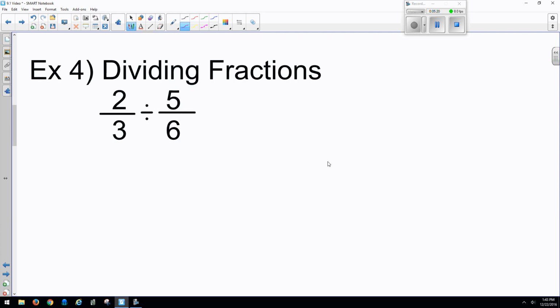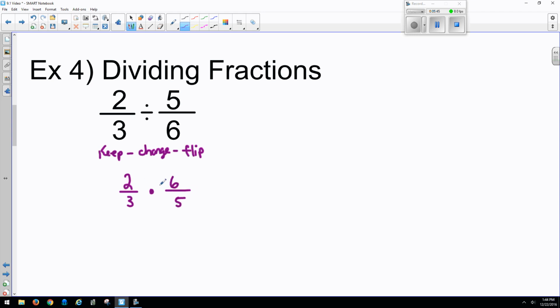So now I'm just going to remind you how to divide fractions. Here's what you want to do. You want to keep, change, flip. All right, we're going to keep the first fraction. We're going to change the division to multiplication, and we're going to flip the second fraction.